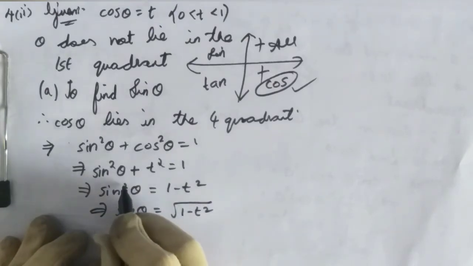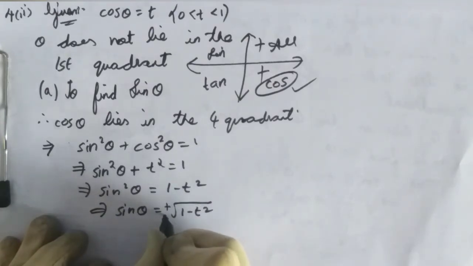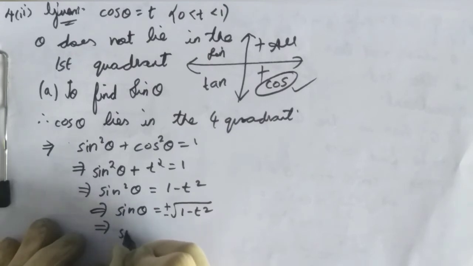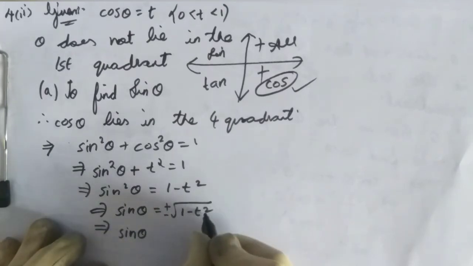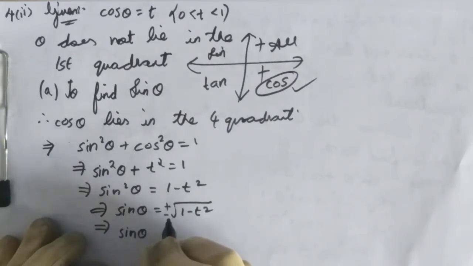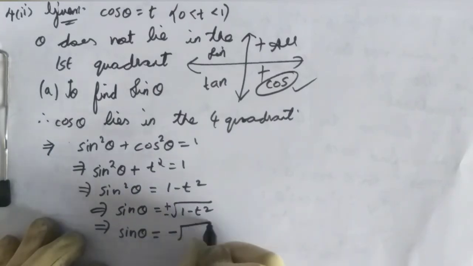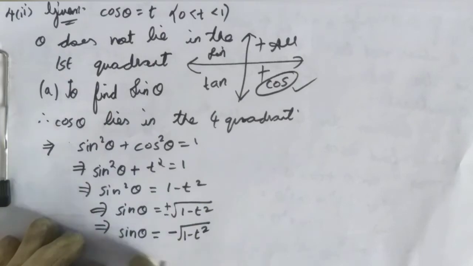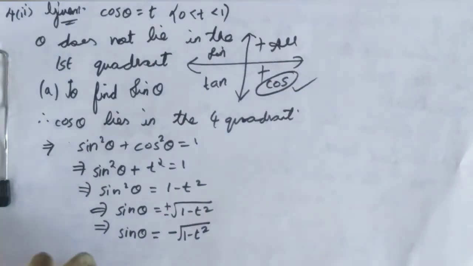But whenever you open the square root, you should have either plus or minus. But here what will we have? Should we have plus root 1 minus t square for sin theta, or will we have minus root 1 minus t square for sin theta? We will have minus root 1 minus t square. Why? Because sin is negative in the fourth quadrant.